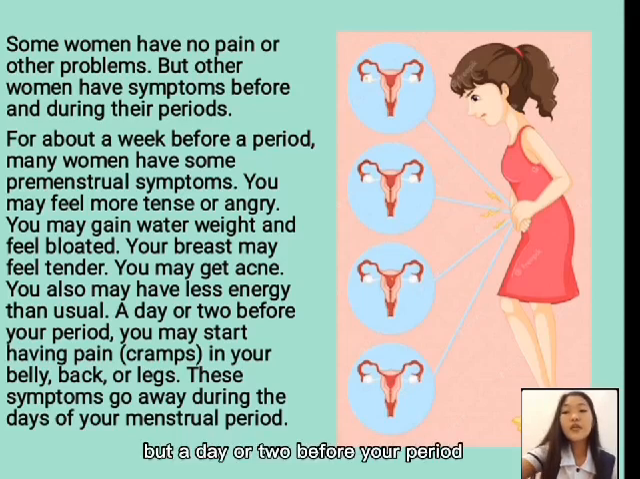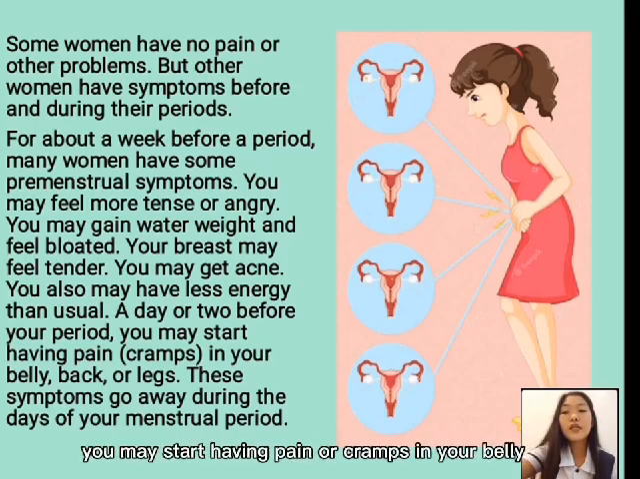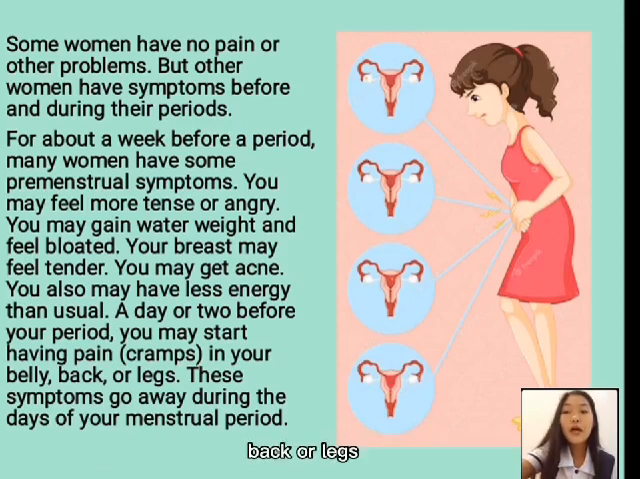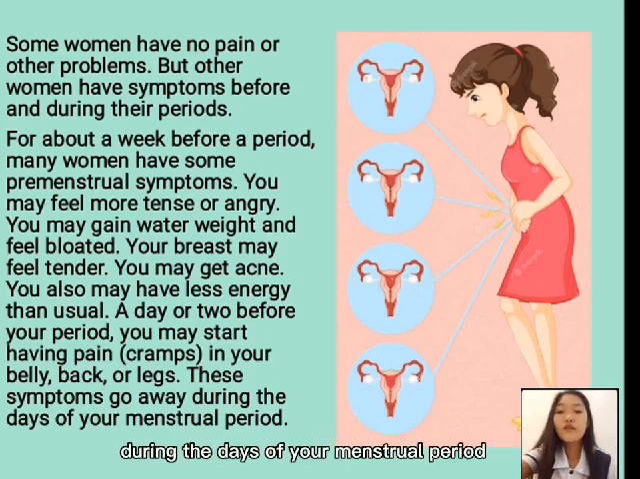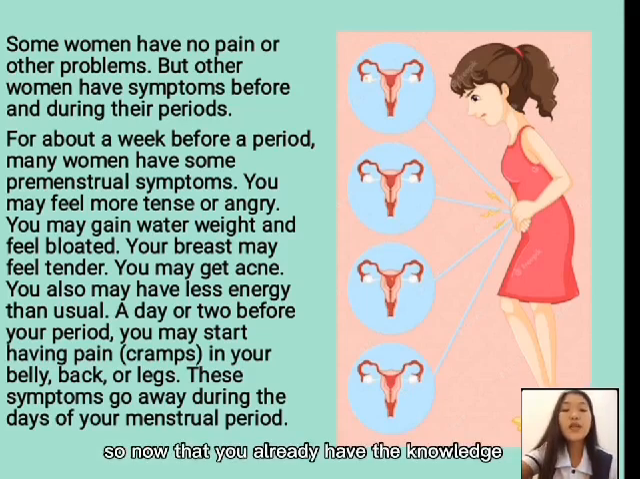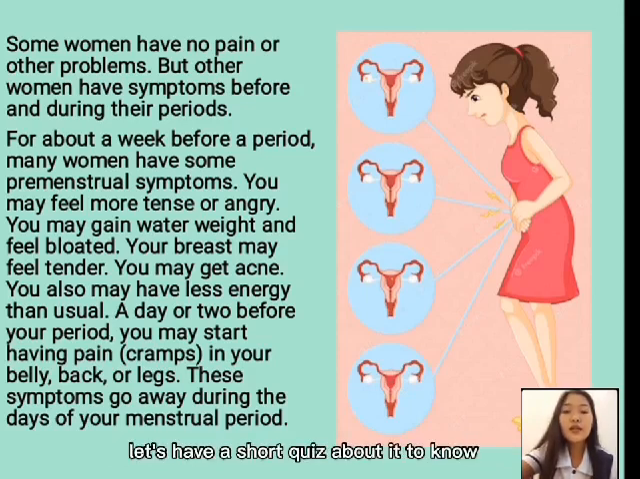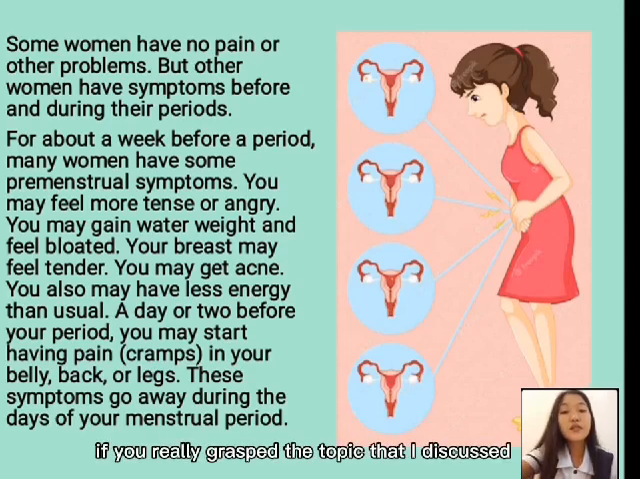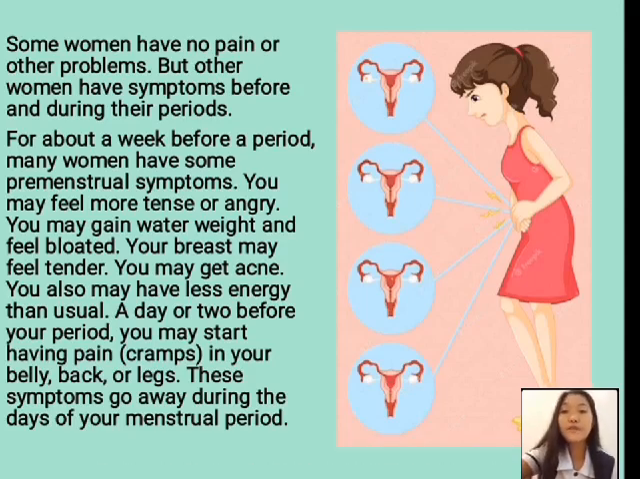But a day or two before your period, you may start having pain or cramps in your belly, back, or legs. These symptoms go away during the days of your menstrual period. So that's it. That's the end of our discussion. Now that you already have the knowledge of the menstrual cycle, let's have a short quiz about it to know if you really grasp the topic that I discussed.